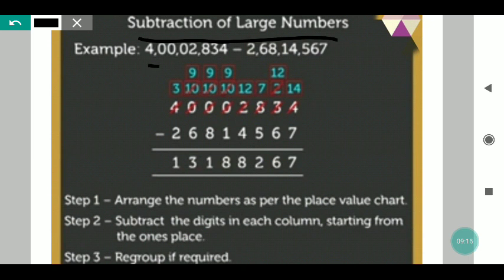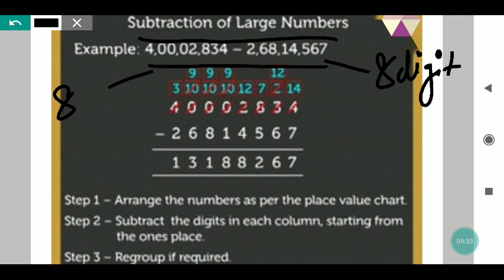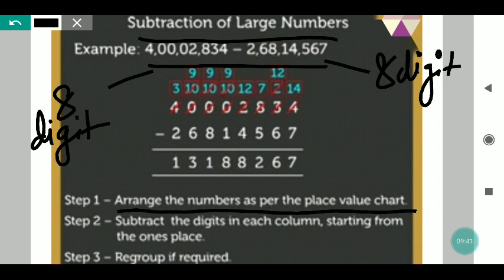You can see this big digit number is written. You can count the numbers: 1, 2, 3, 4, 5, 6, 7, 8. Again 8-digit number. Here also 1, 2, 3, 4, 5, 6, 7, 8. Both sides are having 8-digit numbers. This we have counted. Now arrange the numbers as per the place value. Same instruction: according to the place value, we will arrange the numbers.